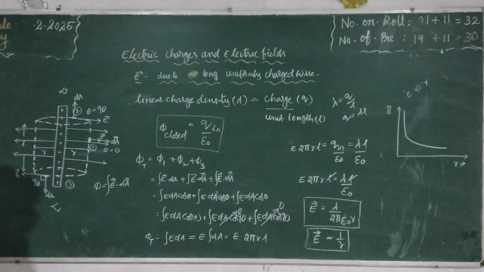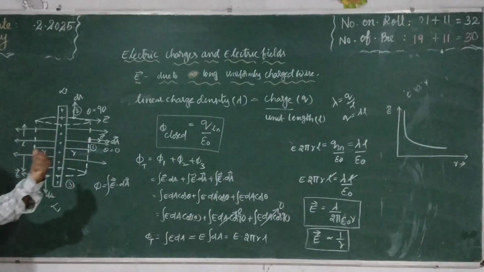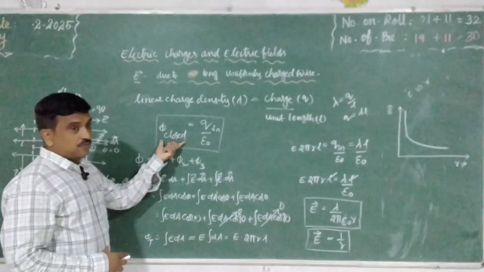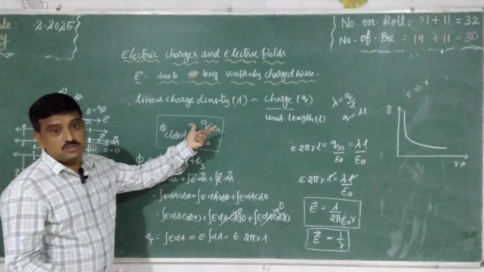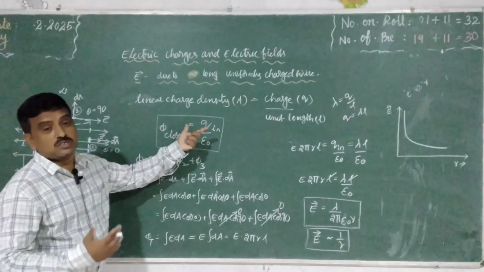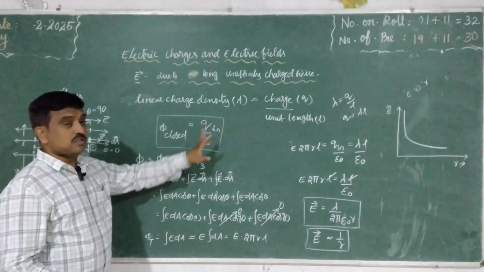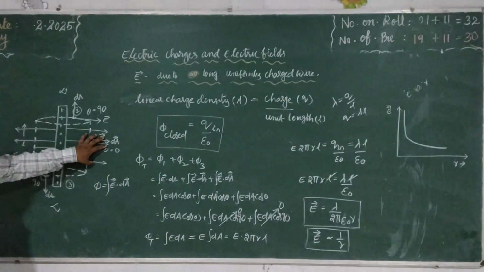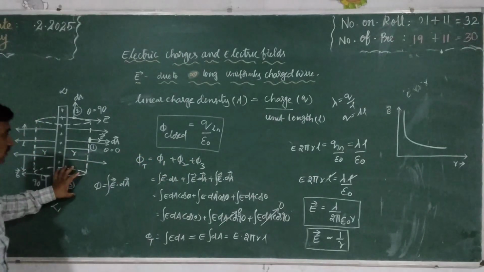We can find the total flux through this Gaussian surface, which is equal to q inside by epsilon naught. That is Gauss law: the total flux through a closed surface equals 1 by epsilon naught times the net charge enclosed by the surface, q inside by epsilon naught. First, we find the total flux for these surfaces. The flux for this surface is phi 1, for this surface phi 2, and for this surface phi 3.